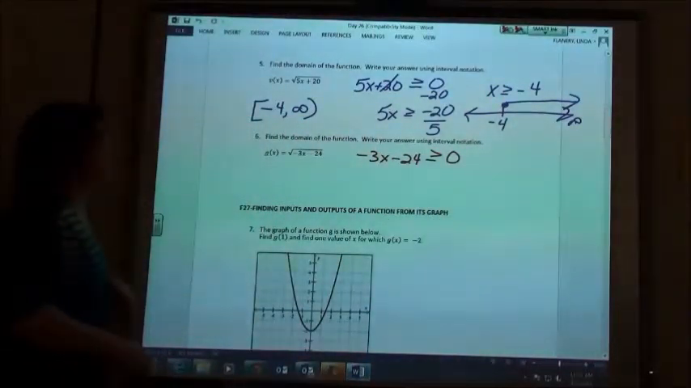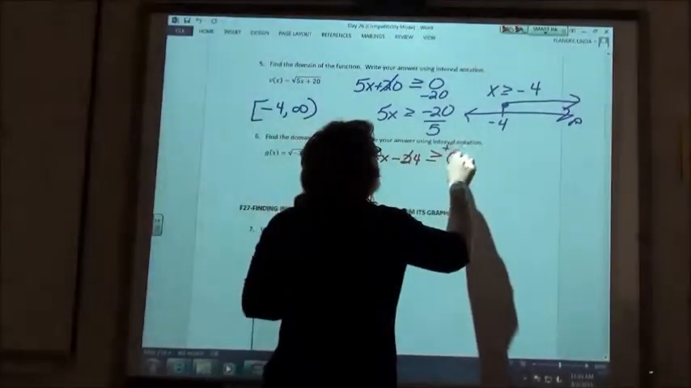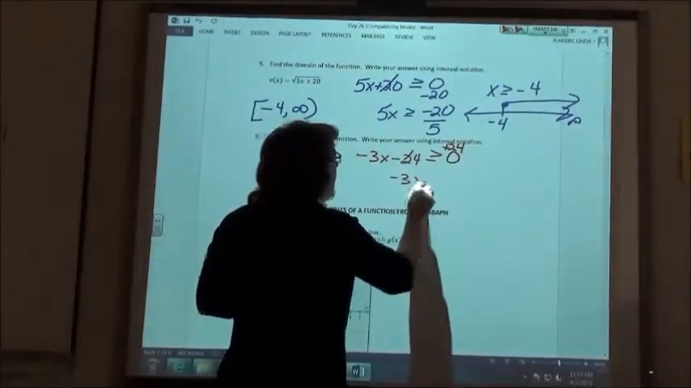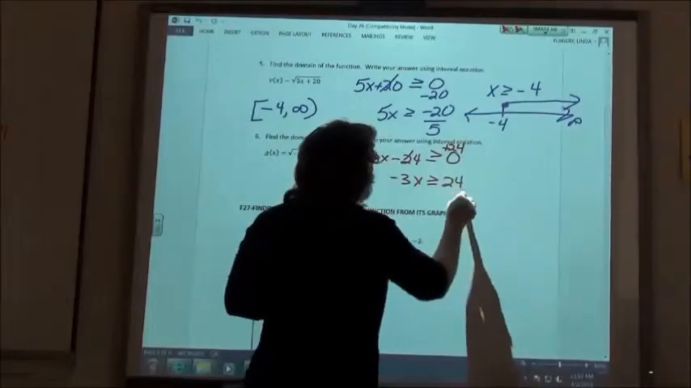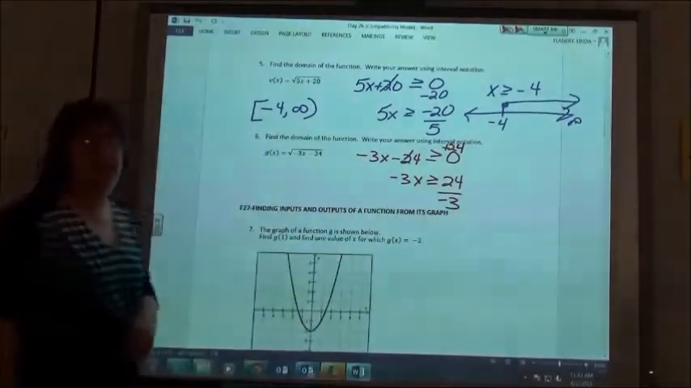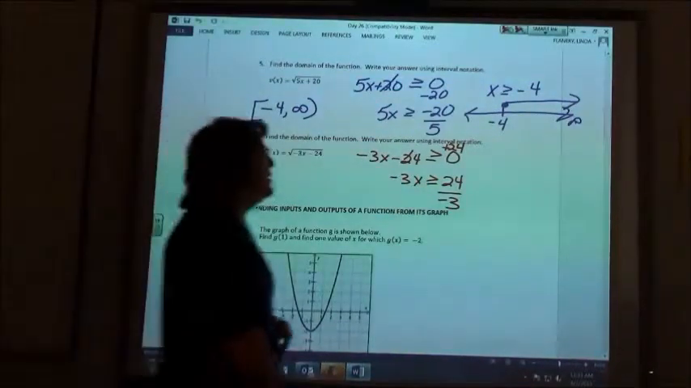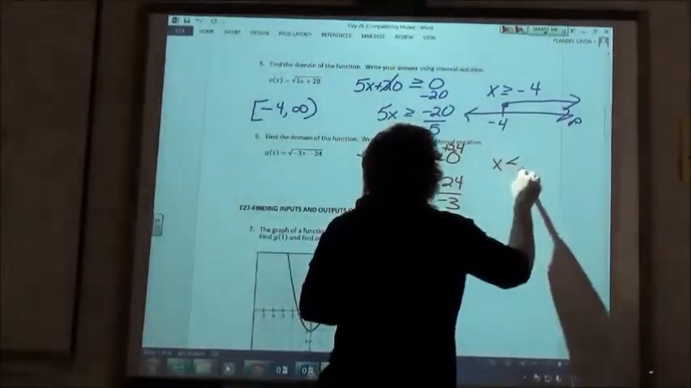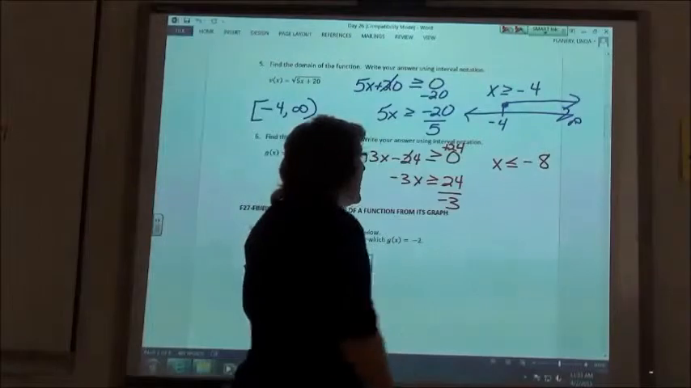I'm then going to solve that. So I'm going to add my 24. Negative 3x is greater than or equal to 24. Dividing by negative 3. Again, I divided by that negative number. So x is less than or equal to negative 8.